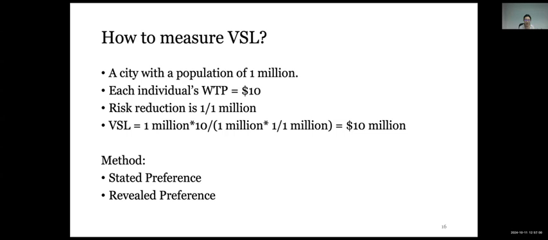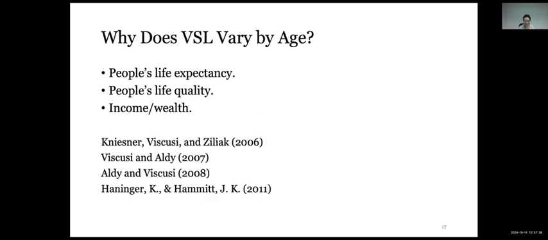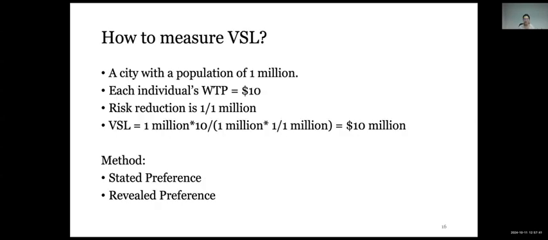And the second approach is revealed preference. Instead of creating a hypothetical market, we actually determine your willingness to pay through your actual choices in your daily life consumption. For example, you choose to take a job offer that has higher occupational risk but higher salary. It means that you are making trade-offs between your health risk and your income. So you are willing to give up some safety for a higher salary.